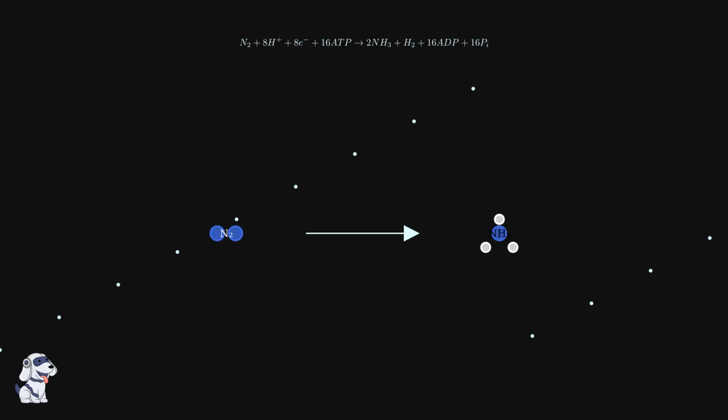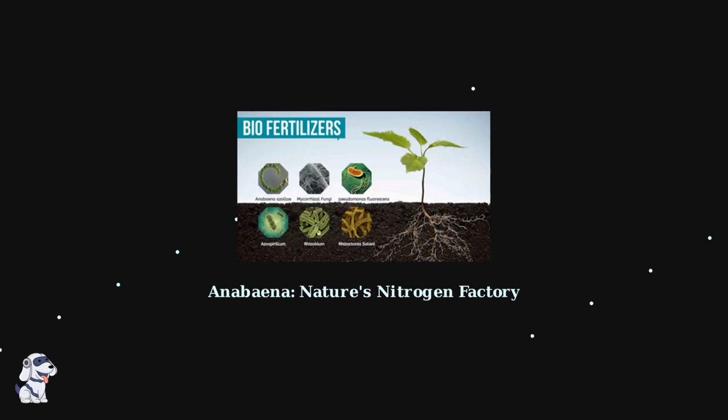Anabaena's remarkable nitrogen-fixing ability has made it incredibly valuable in sustainable agriculture. Today, we'll explore how this tiny cyanobacterium is revolutionizing farming as a natural biofertilizer. Remember, Anabaena converts atmospheric nitrogen gas into ammonia through nitrogen fixation. This process creates plant-available nitrogen that crops desperately need for growth. This natural nitrogen production makes Anabaena perfect as a biofertilizer. Unlike chemical fertilizers that require energy-intensive manufacturing, Anabaena produces nitrogen naturally using only sunlight and water.